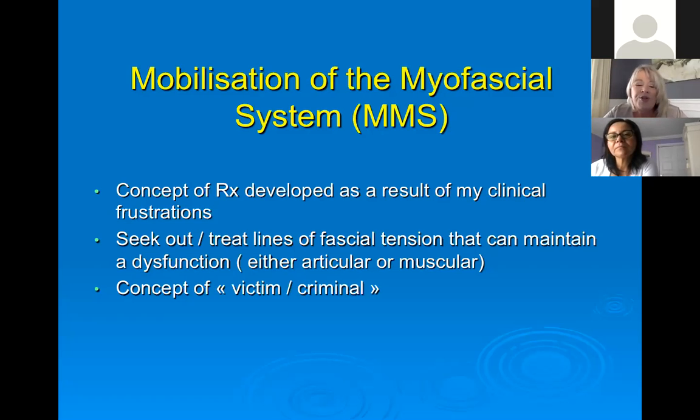But from a physiotherapy point of view, back at the time in the early 2000s when I started to look into this, there wasn't very much in the physiotherapy field aside from the myofascial release of John Barnes, which is something different, but not quite what I do. And so basically I seek out and treat lines of fascial tension that can maintain a dysfunction, whether that dysfunction is articular or muscular. So it brings about the concept of victim versus criminal.